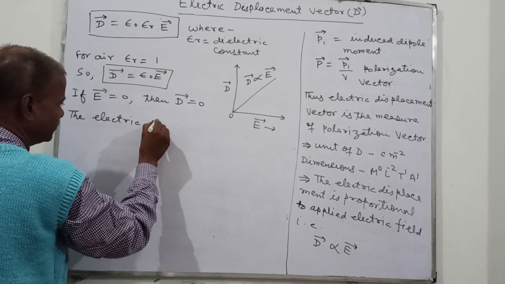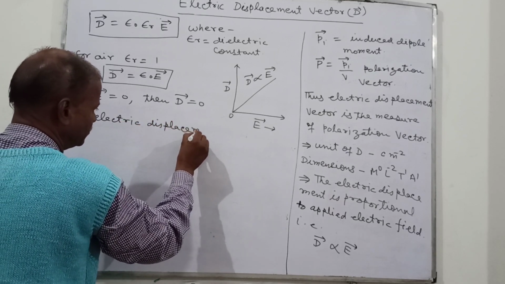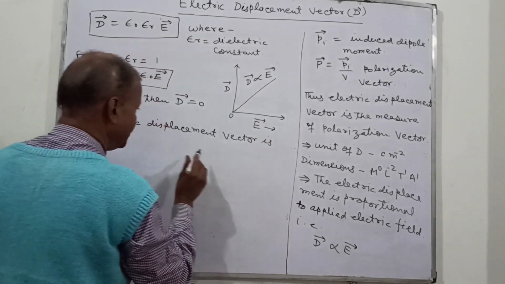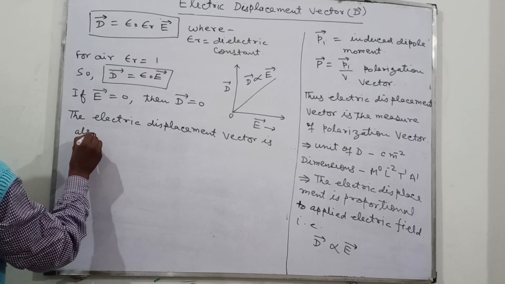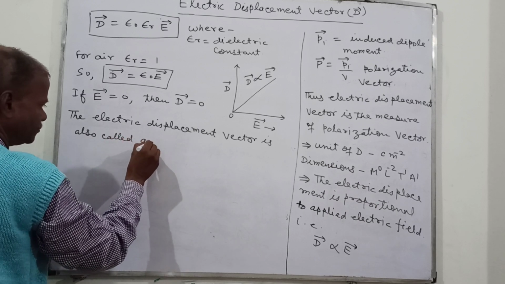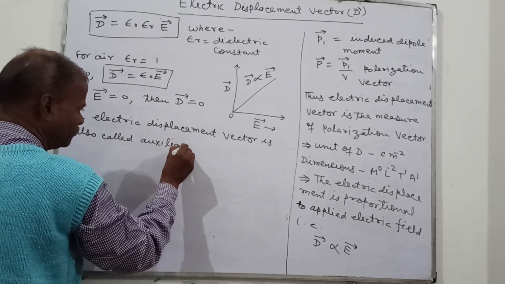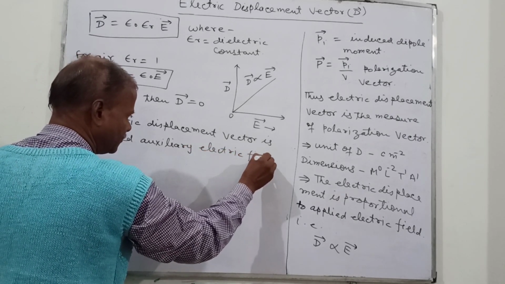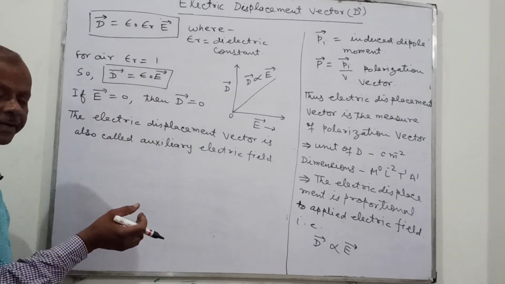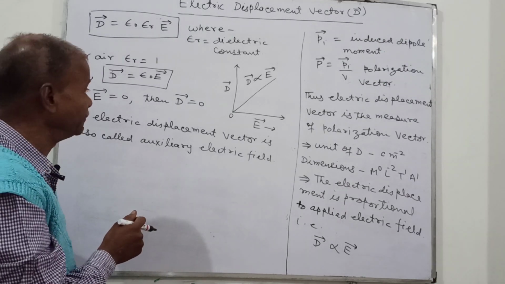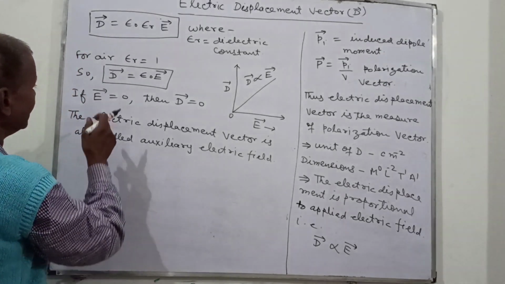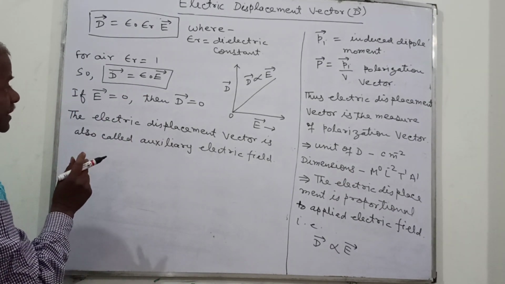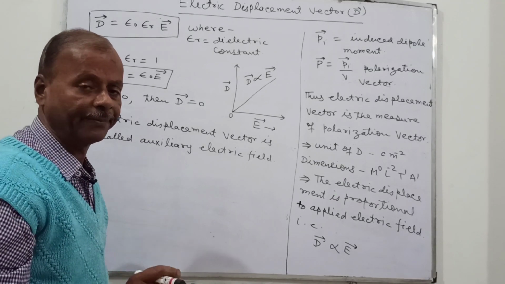The electric displacement vector is also called the auxiliary electric field, because this is very similar to the applied electric field. So this is the name that is given, auxiliary electric field. And you can see from here that the electric displacement vector is always in the direction of the applied electric field.